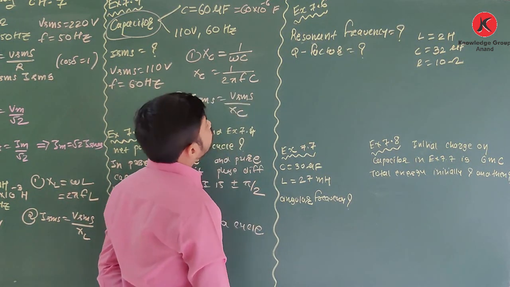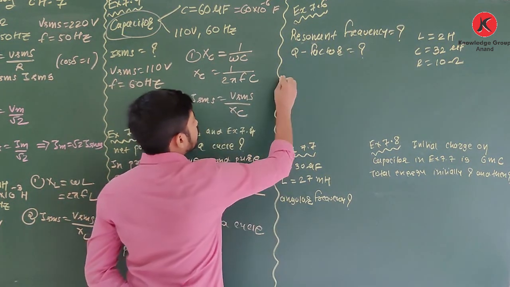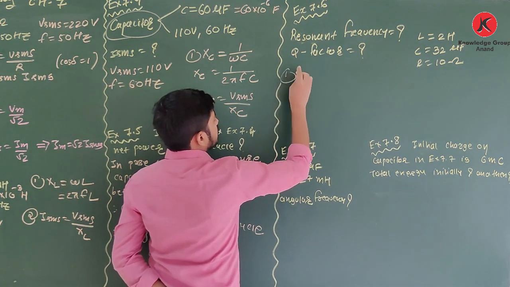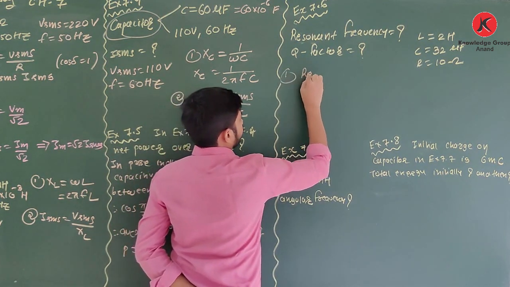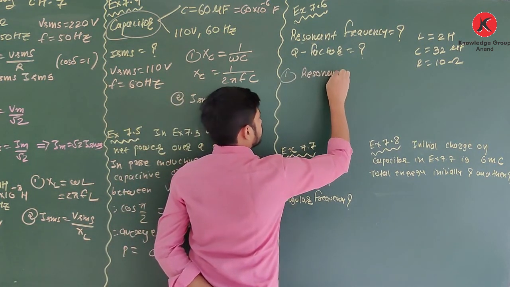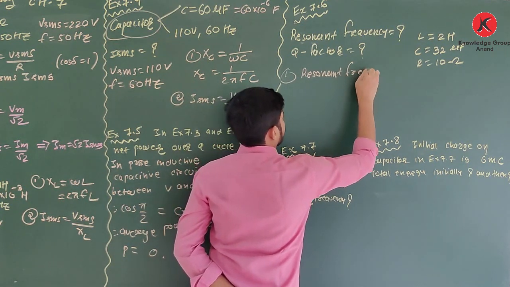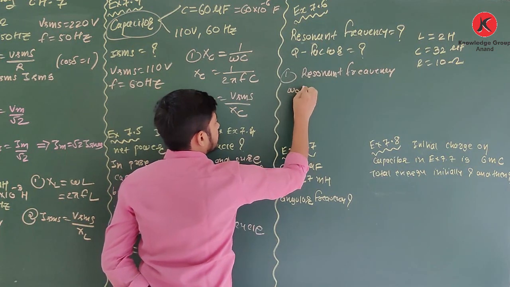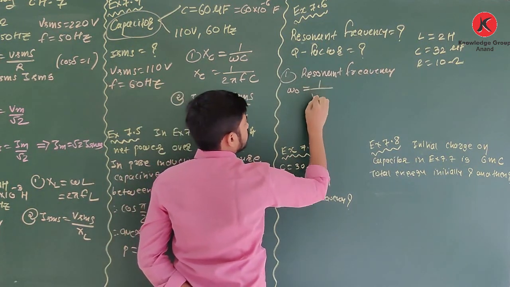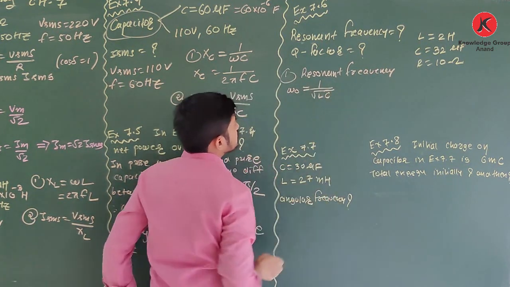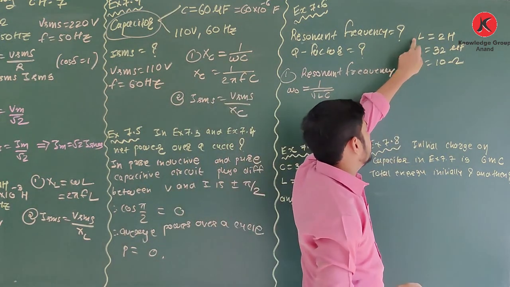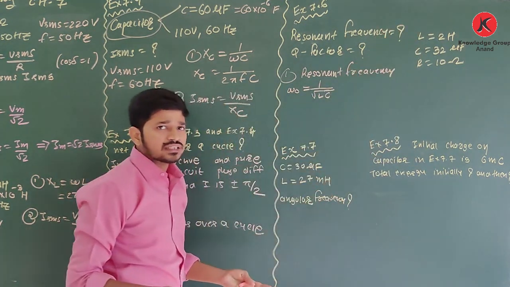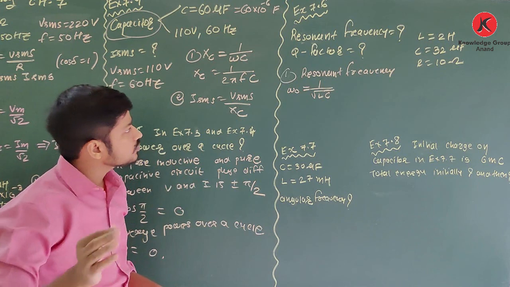So how to find resonant frequency? The resonant frequency omega 0 is equal to 1 upon under root LC. You are given the value of L and the value of C, and you have to find it. Simple.